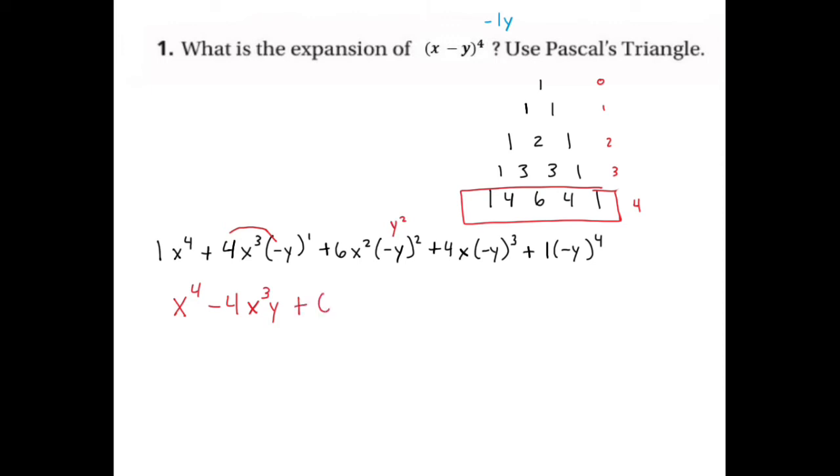So we're going to leave the 6 positive, so x squared, y squared. The negative y to the third, that's going to be negative y cubed. So we'll take the 4 times the negative 1, that's negative 4, x, y to the third. And then at the end, negative y to the fourth is going to give us a positive y to the fourth. So this is plus y to the fourth.